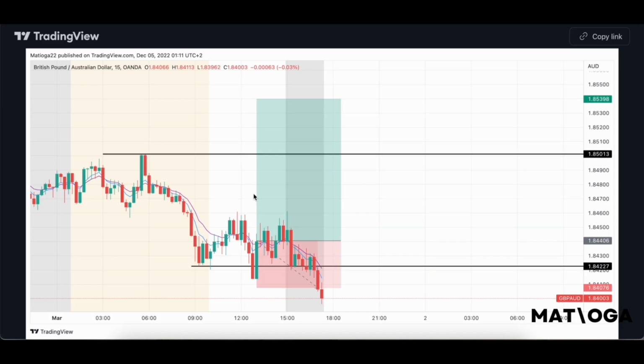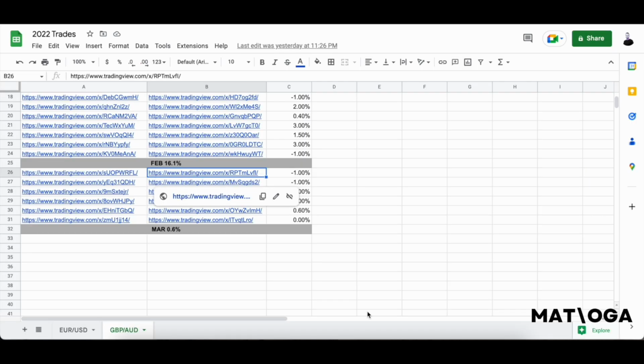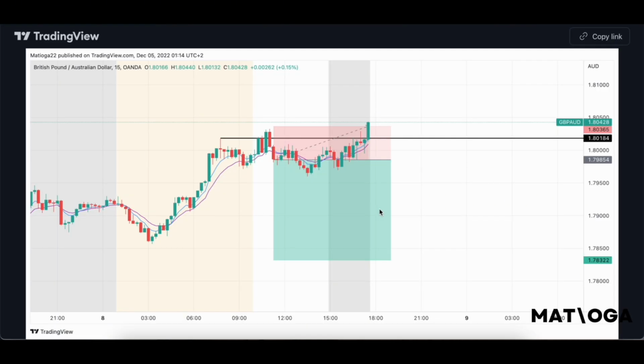We took a long here, and basically within the first few hours it was fairly messy, moving sideways, and eventually within the first part of US session it reversed and dropped below our stop loss, actually achieving our stop loss as well. So it's a loss, and then we had another loss.